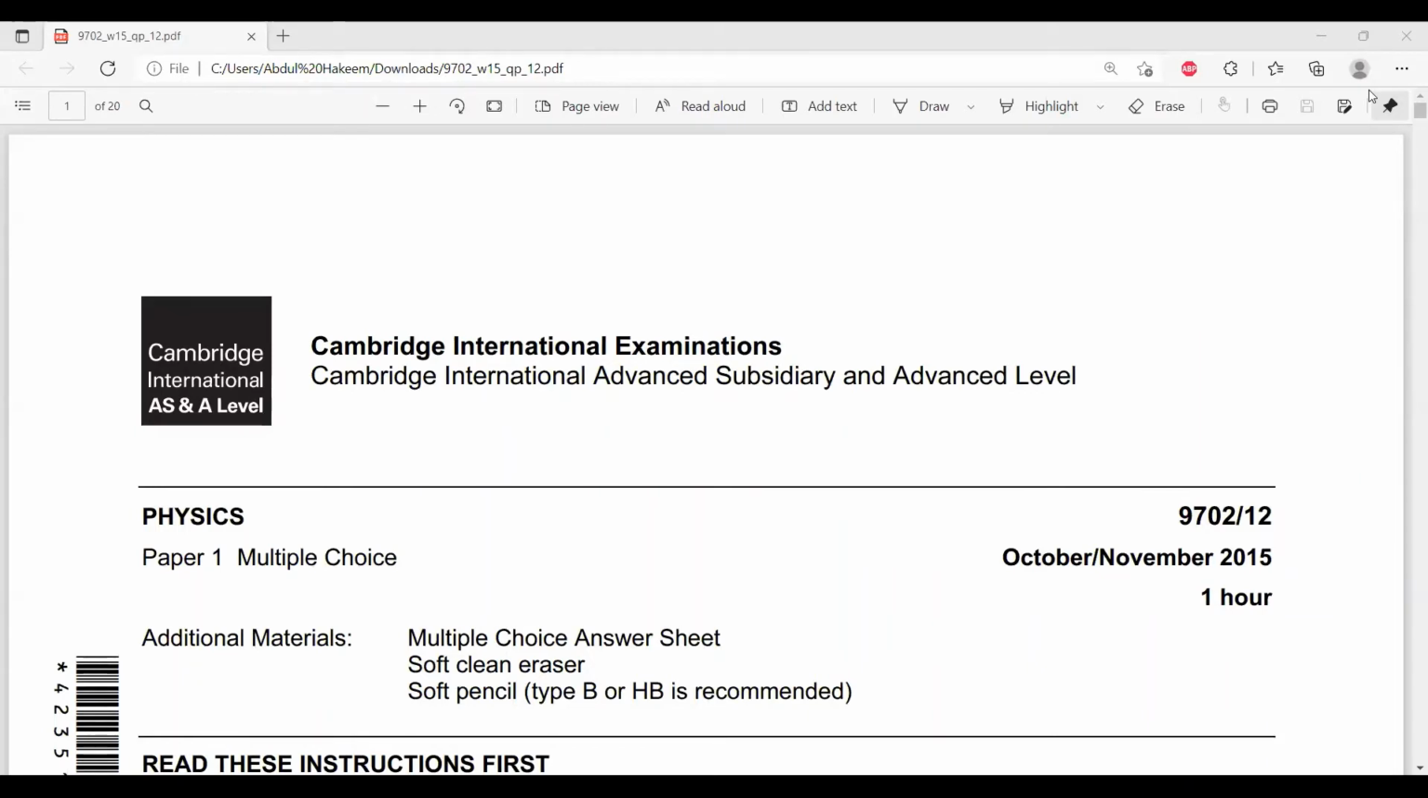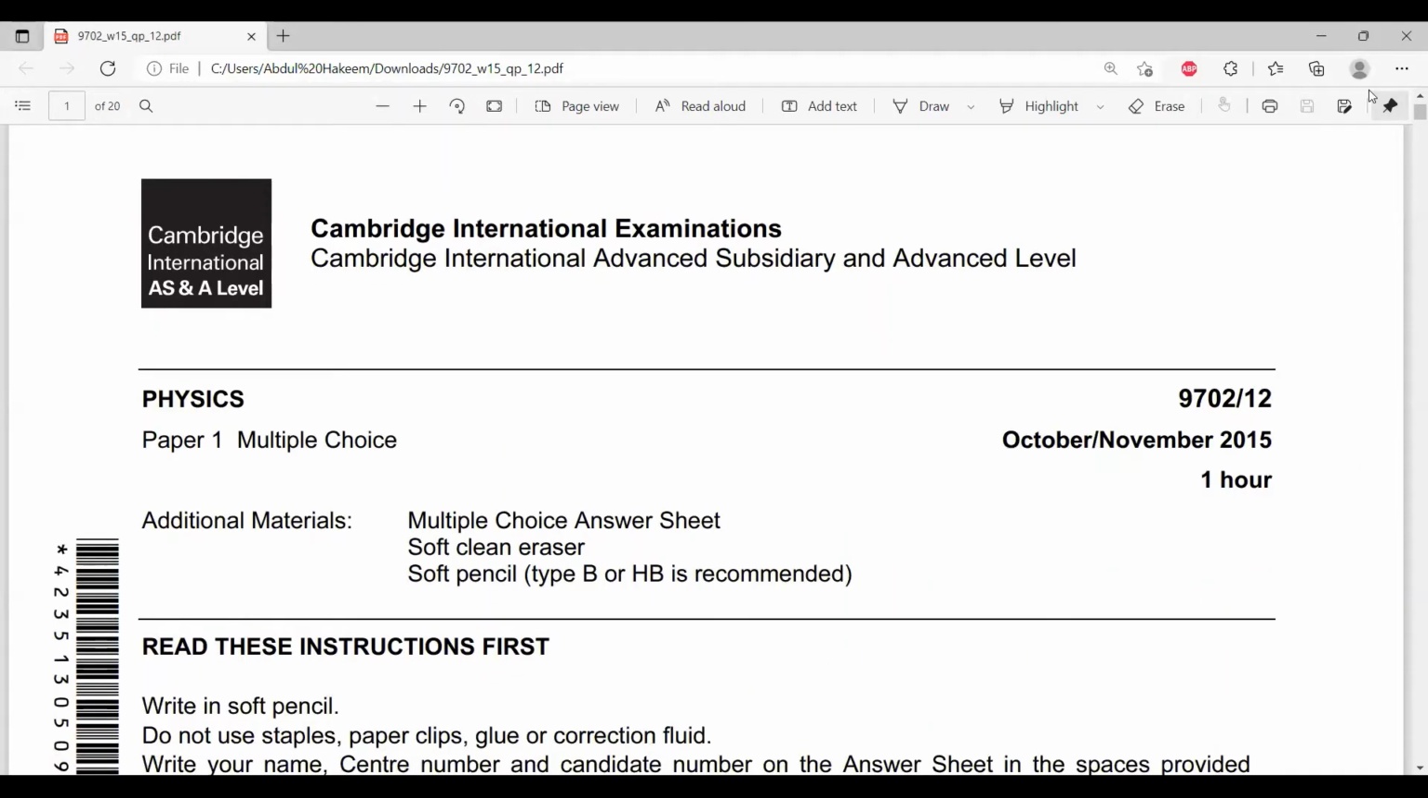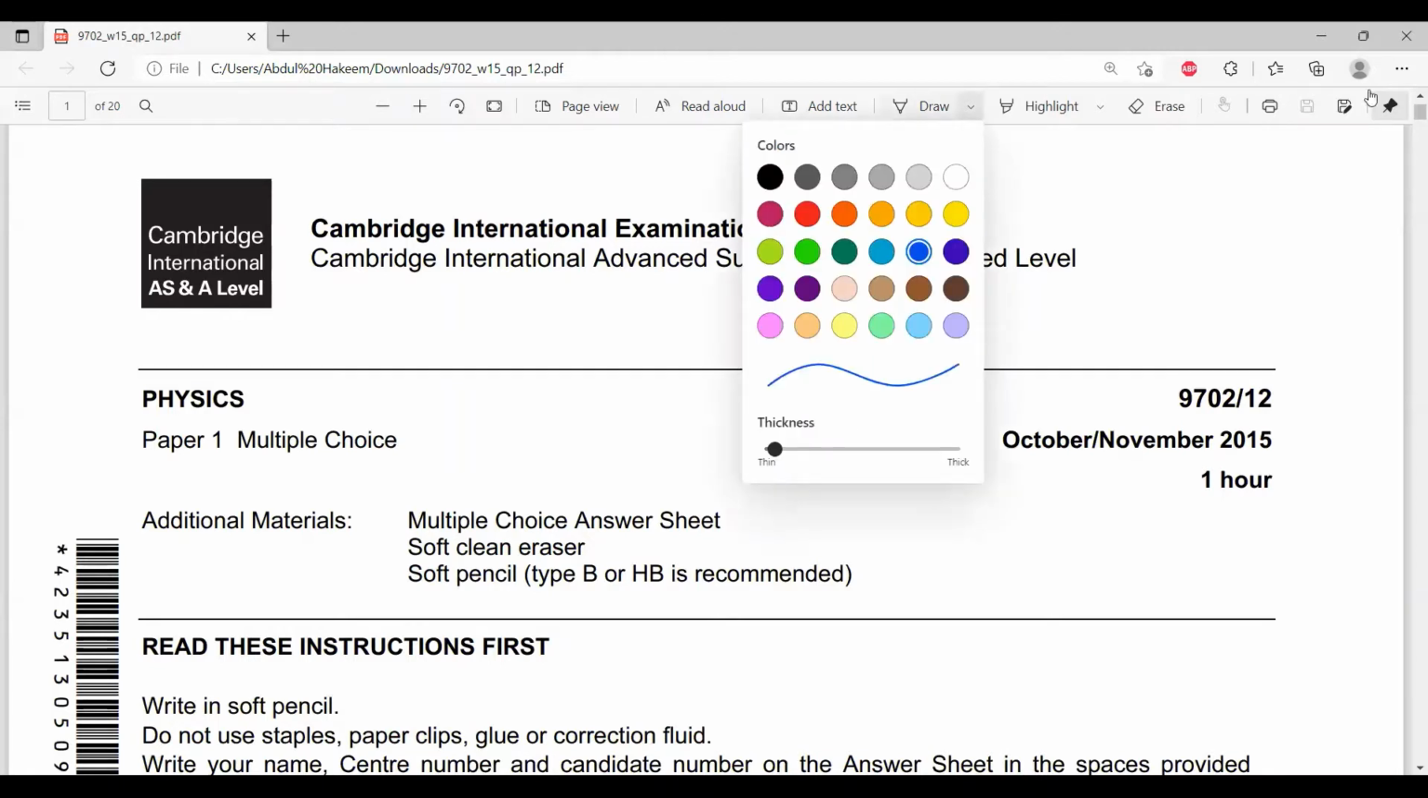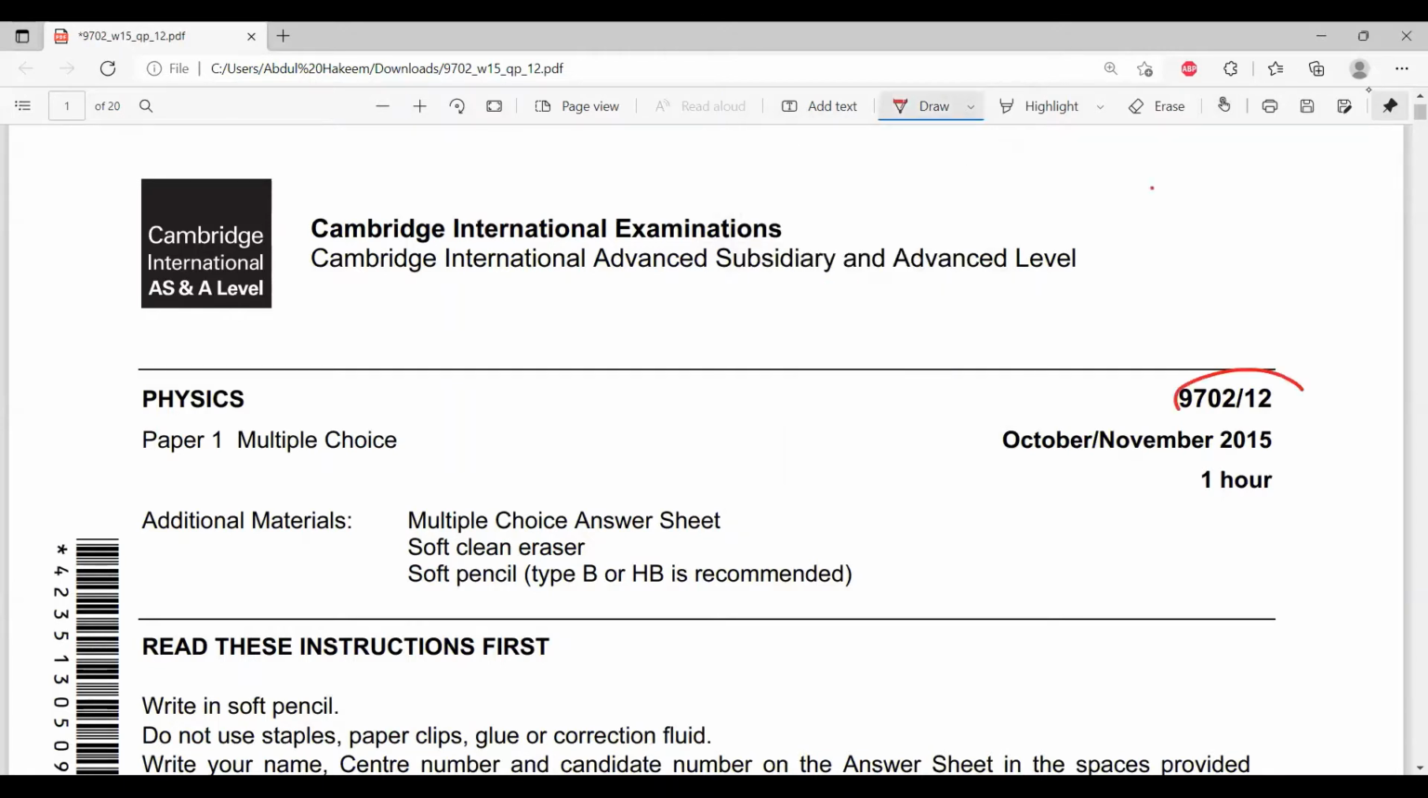Okay, beta, look at this paper. This is October, November 2015, paper 1-2.